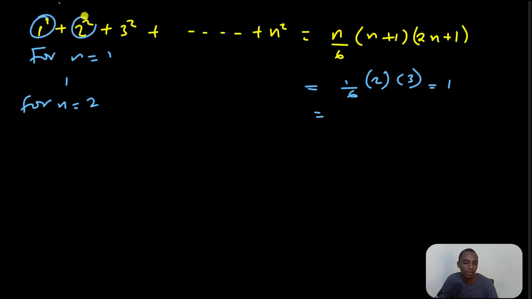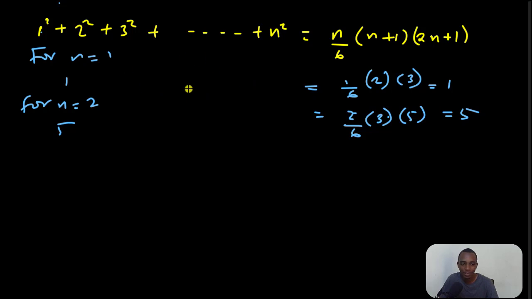Okay, for n equals 2, let's see what we have here. We have the first two terms, 1 plus 4, which is 5. On the right hand side, n equals 2, so 2 over 6 into 2 plus 1, that's 3, into 2 times 2 plus 1, that's a 5. So 2 times 3 is 6, divided by 6, that's 1 times 5, so this is 5. So the formula holds for the first few numbers.